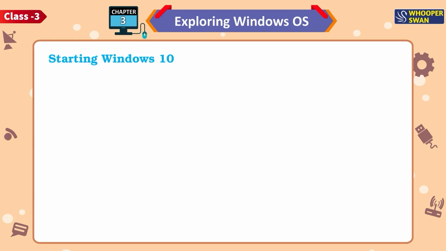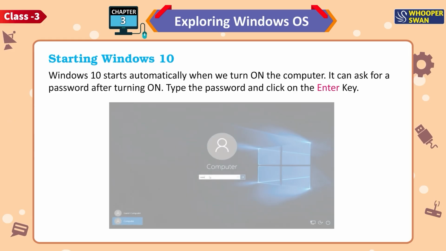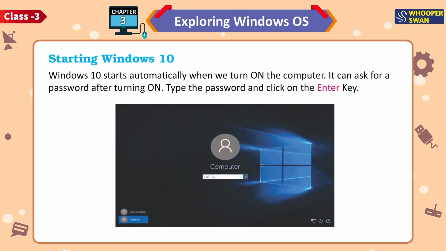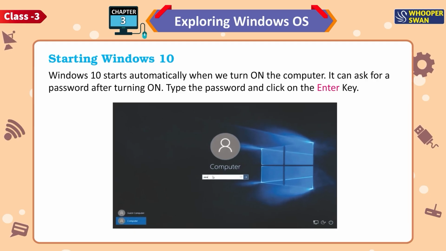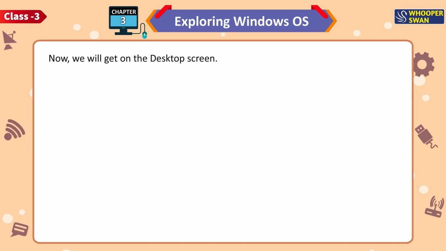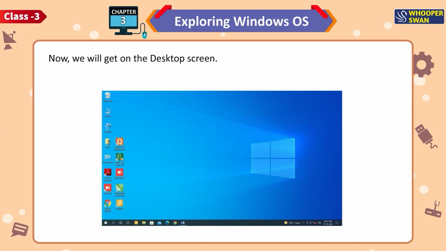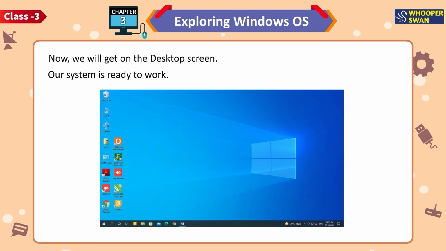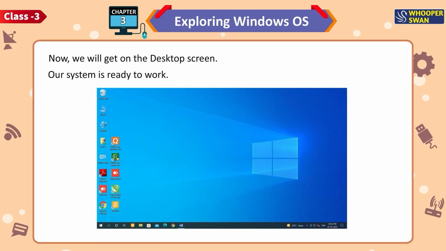Starting Windows 10. Windows 10 starts automatically when we turn on the computer. It can ask for a password after turning on. Type the password and click on the Enter key. Now, we will get on the desktop screen. Our system is ready to work.